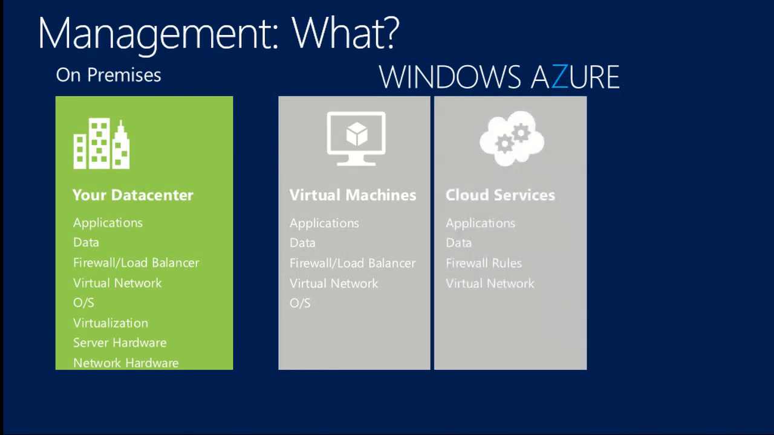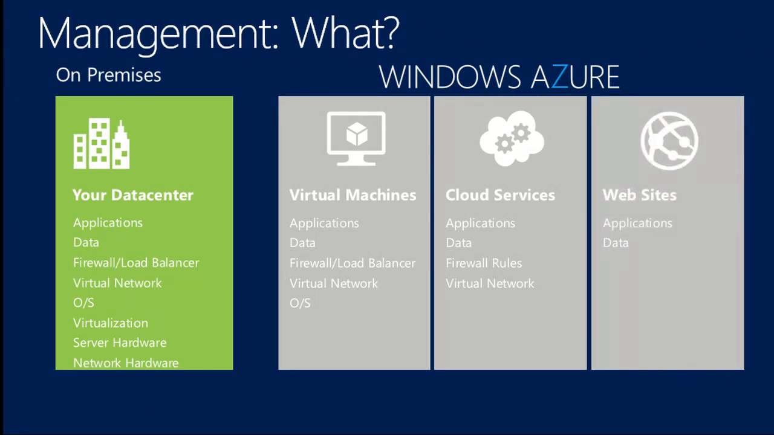Versus if you were to deal with something like cloud services, which is another layer of abstraction, you don't have to think about the operating system, patching it, or maintaining it. We take care of it automatically for you. And as you move up the stack and use higher and higher level PaaS services, like websites or mobile services, you don't have to worry about a lot of the other pieces in the stack, like the firewall rules, the load balancer, or how networking happens. Those are all automatically managed for you.